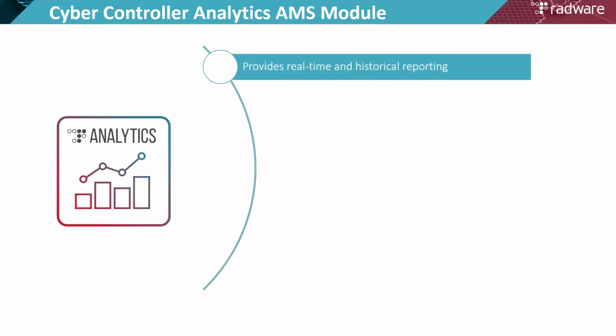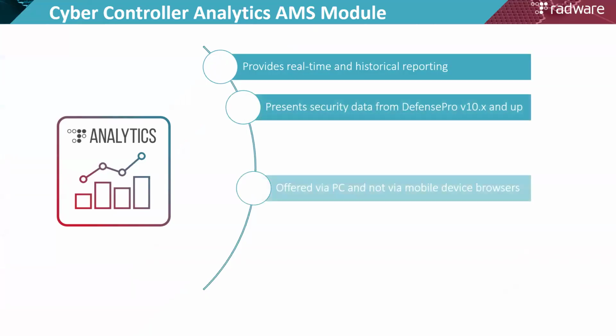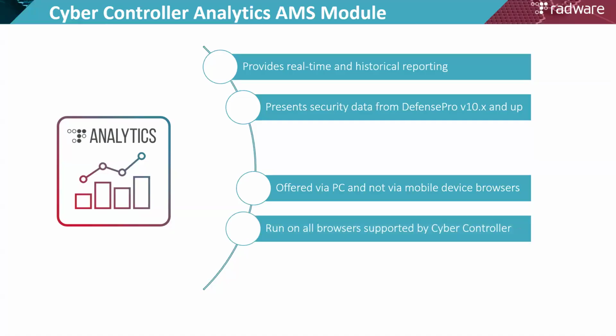One more important thing, Cyber Controller shows you real-time as well as historic data, while the Defense Pro device will only show you real-time information. It does not hold historical data. So if you want historical data, then you need to have Cyber Controller. It presents all the information. It is not accessible via mobile browsers for now. Okay.